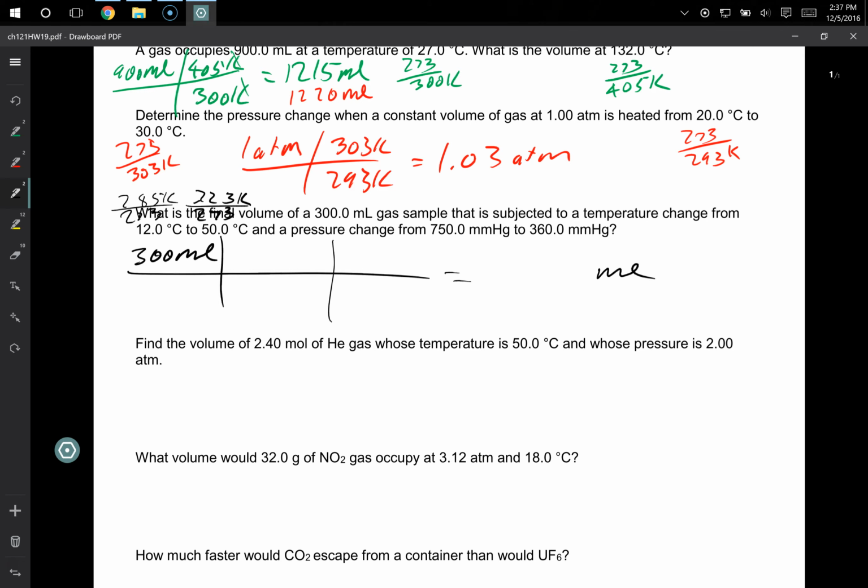All right, so the temp went from 12 to 50 degrees Celsius. What would that do to the size of some gas if I heated it? It would get bigger. So I'll put the bigger number, the 323, up top, and the 285 on the bottom. Cancel out the K's. I also took the pressure of this container and changed it from 750 millimeters of mercury to 360 millimeters of mercury. So I reduced the pressure on some gas. What would that do to the size of the gas? All right, got bigger? We're okay with that? Yes?